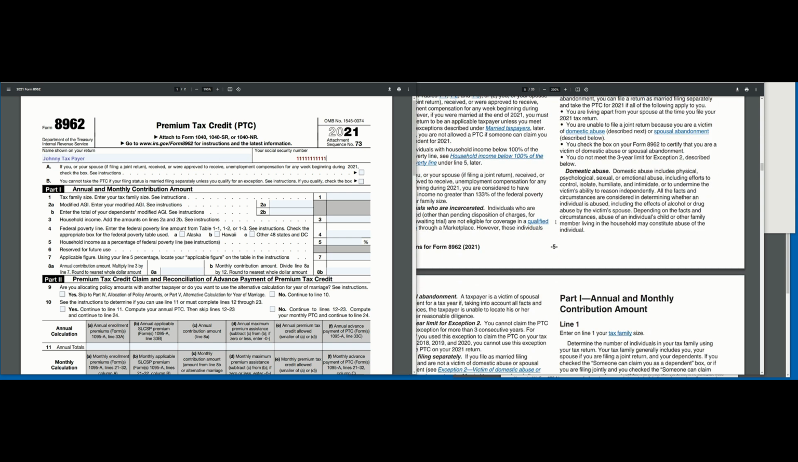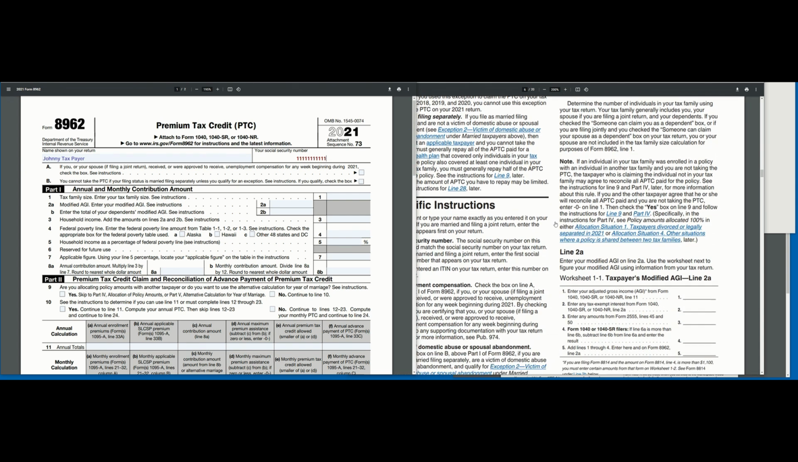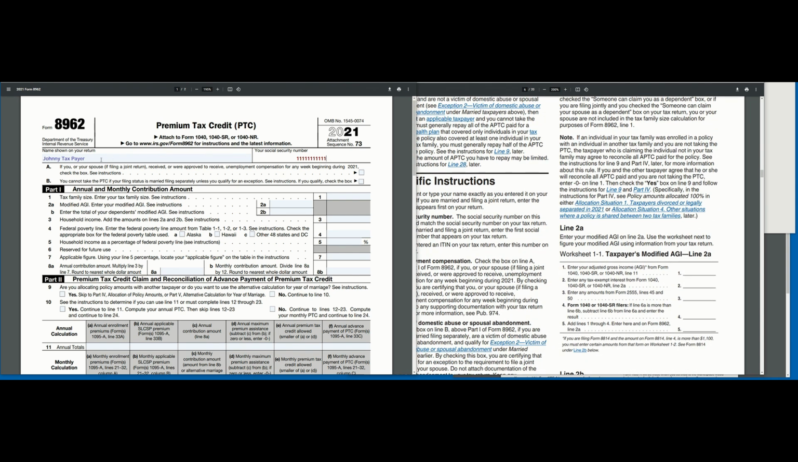All right, so for letter A, it says if you or a spouse are filing a joint return or receiving or approved to receive unemployment compensation for any week during 2021, check this box. I did not, but just as a reminder, if you did have unemployment and you check the box, then you were going to get the maximum allowed APTC for your plan. So that's pretty good if you had it, but if you didn't, like me, then you don't need to check it. Let's do number B.